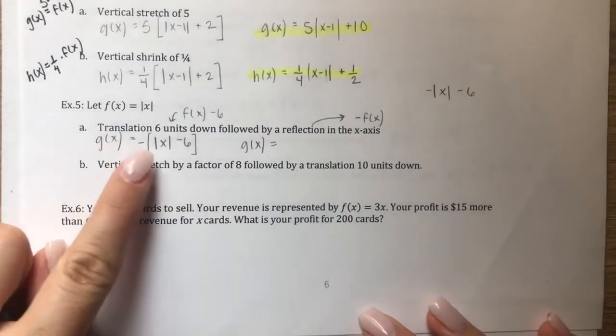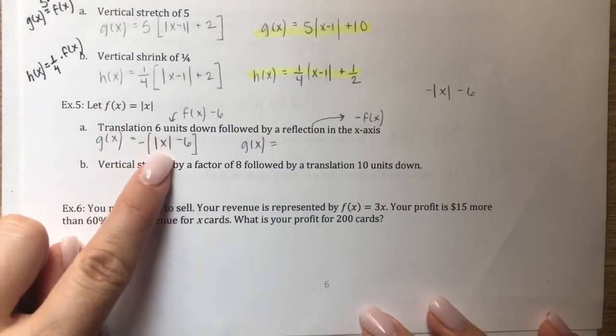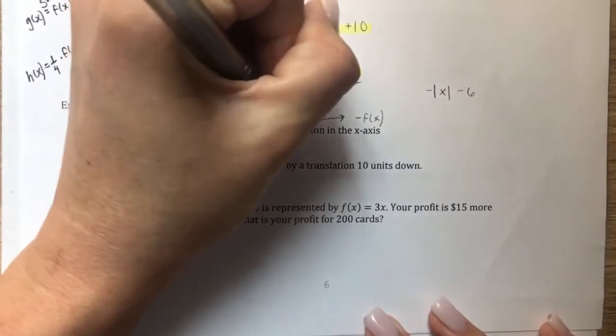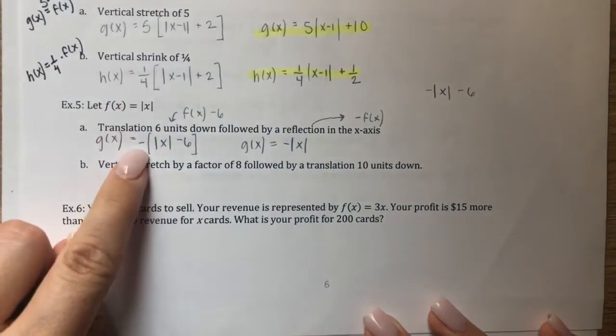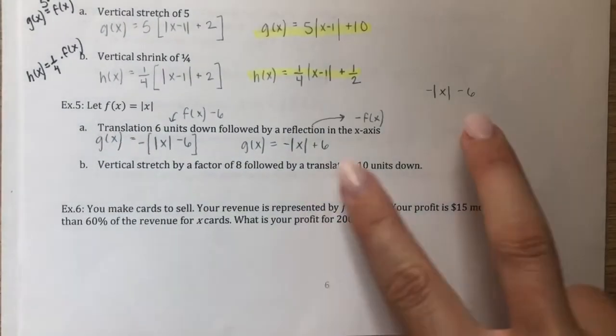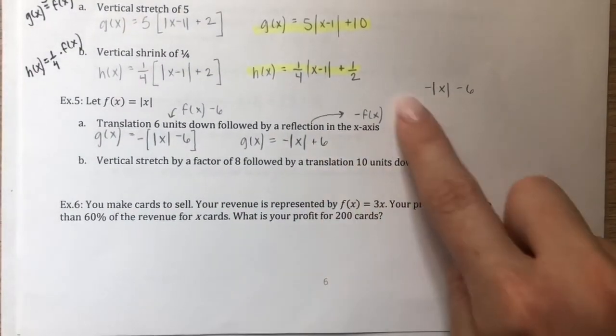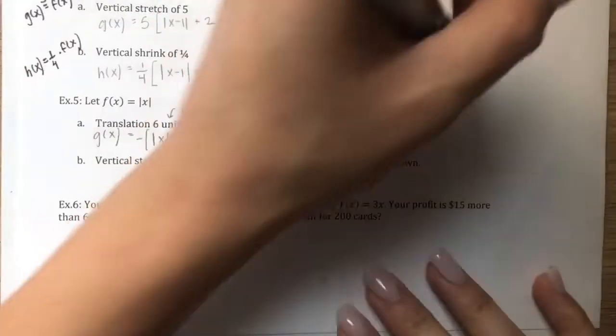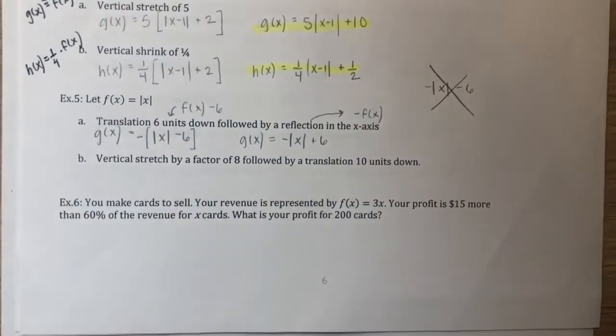So g of x equals, I'm going to just distribute this negative in, so negative absolute value of x, and then negative times negative 6 becomes plus 6. So you can see these two are not the same thing. Had you just written it like this without the parentheses, it would have been incorrect.